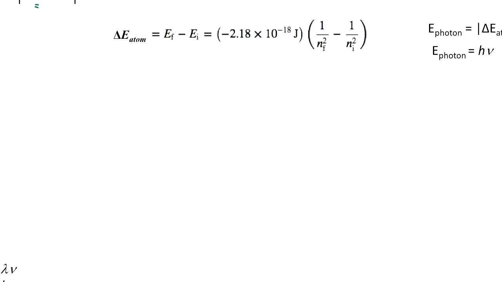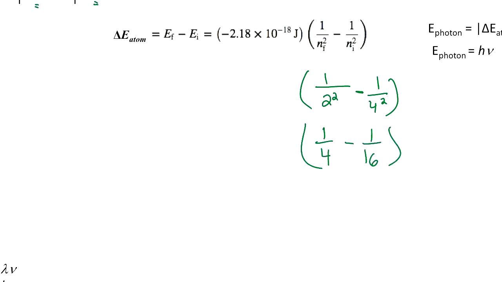Here our initial energy level is 4, and then we're going to 2. So when we plug in these numbers, we have 1 over your final energy level squared. So this is 1 over 2 squared minus 1 over 4 squared. Is that right? Yeah. So then we have 1 over 4 minus 1 over 16, I think. Right? So let's just multiply all of that work out. Let's do it.